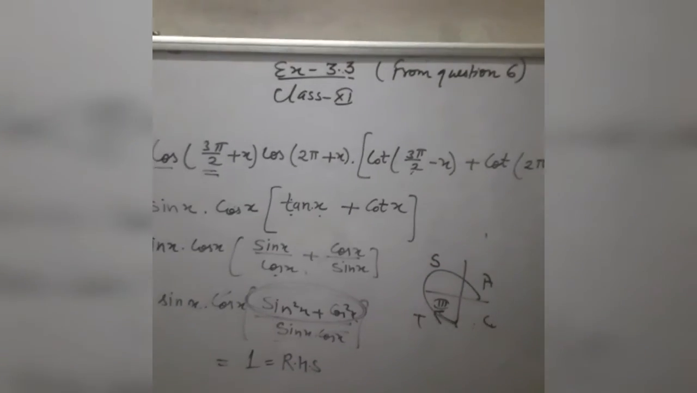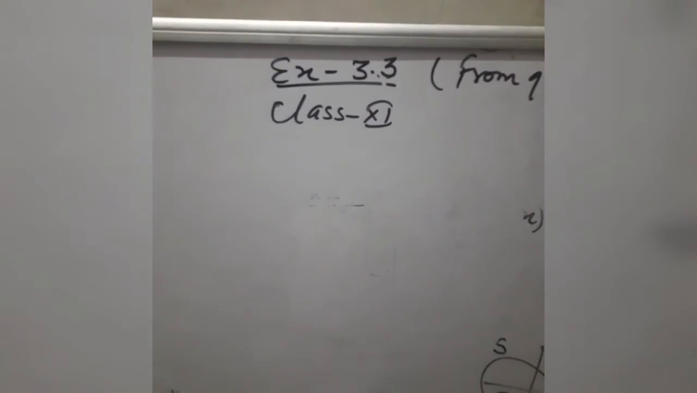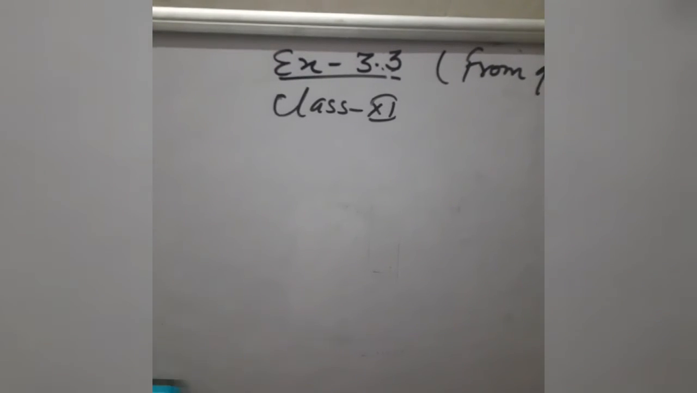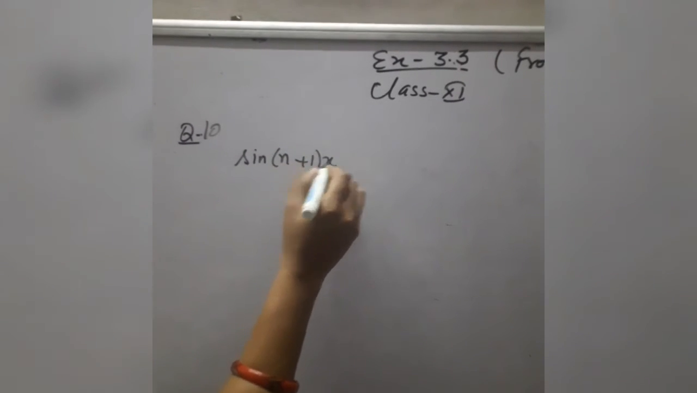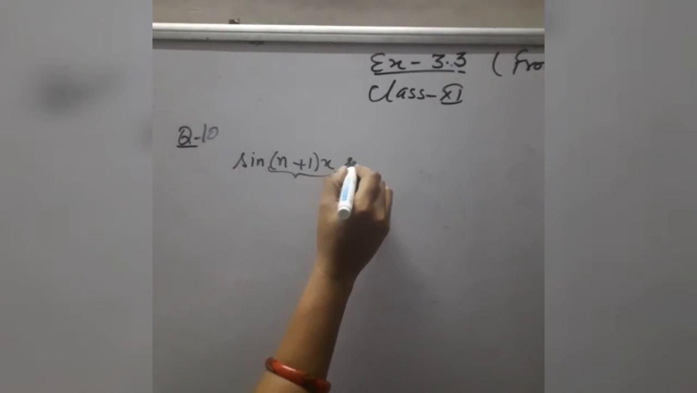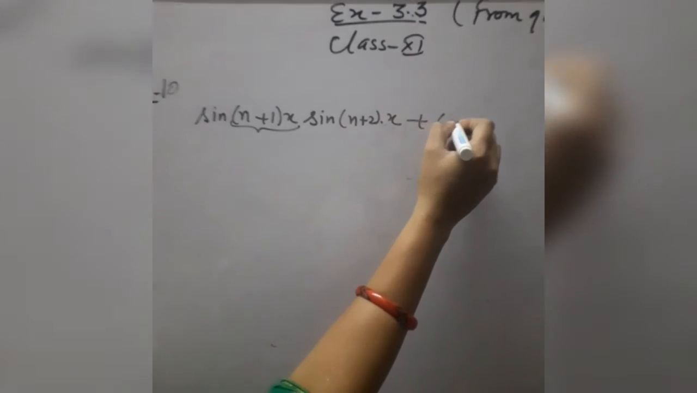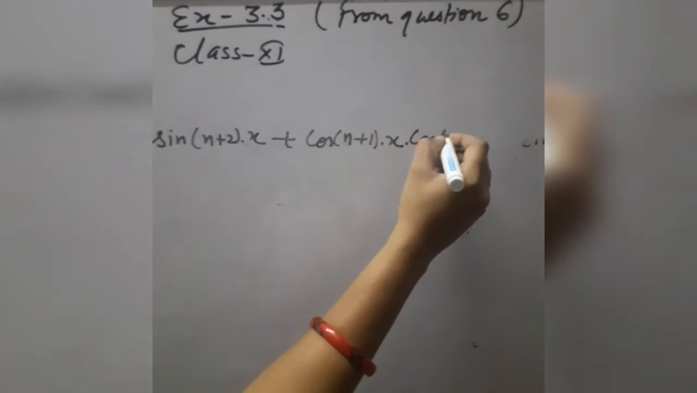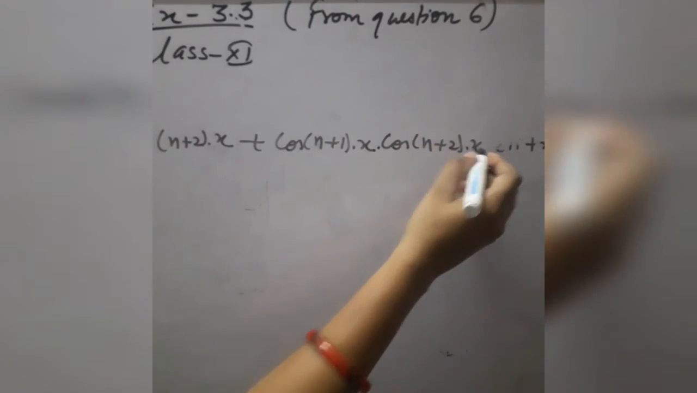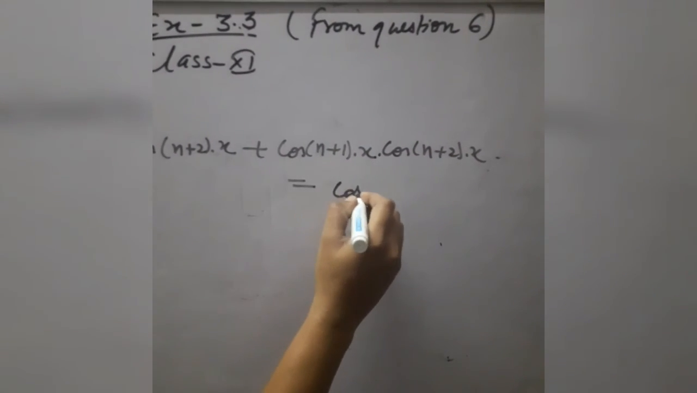Now see question number 10. In question number 10, the statement is sin((n plus 1) into x), this is the angle of this sine. Next term is sin((n plus 2) into x), plus cos((n plus 1) into x) into cos((n plus 2) into x), and prove that this complete result is equal to cos x.